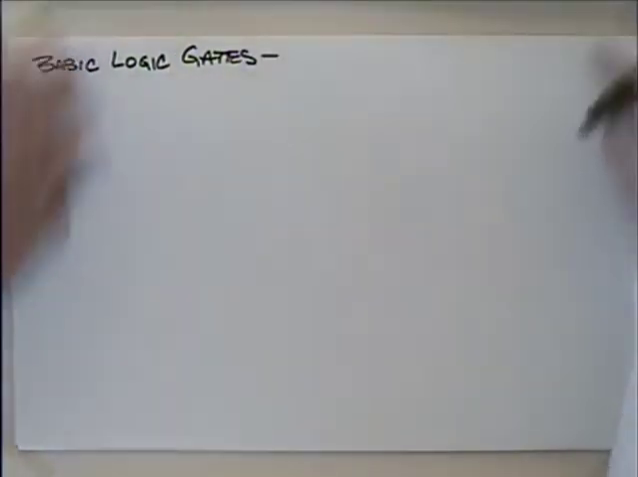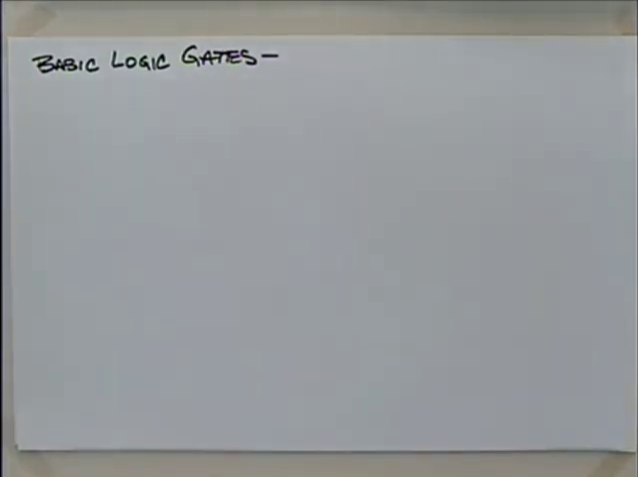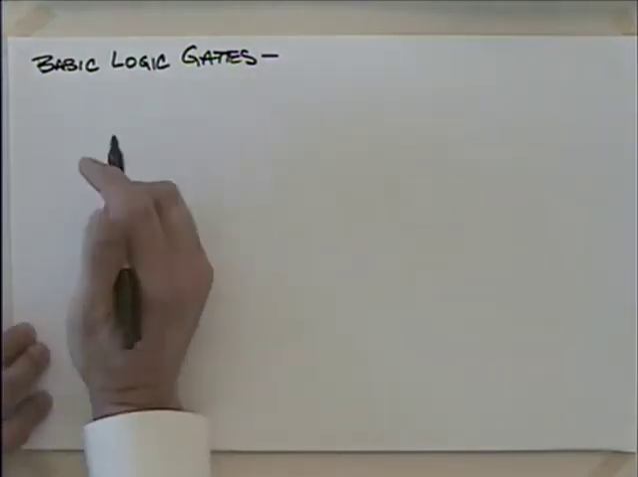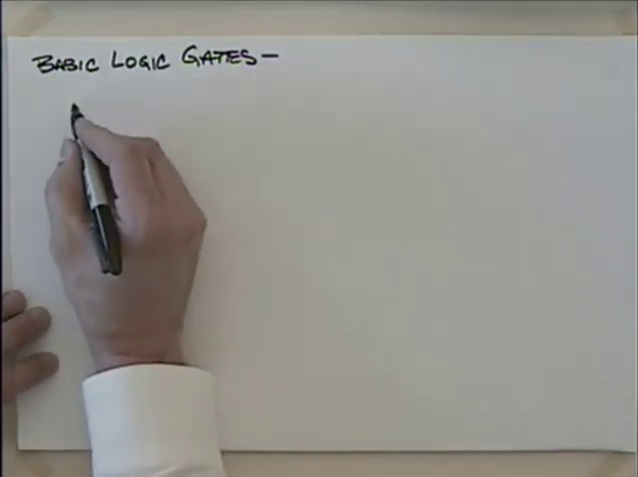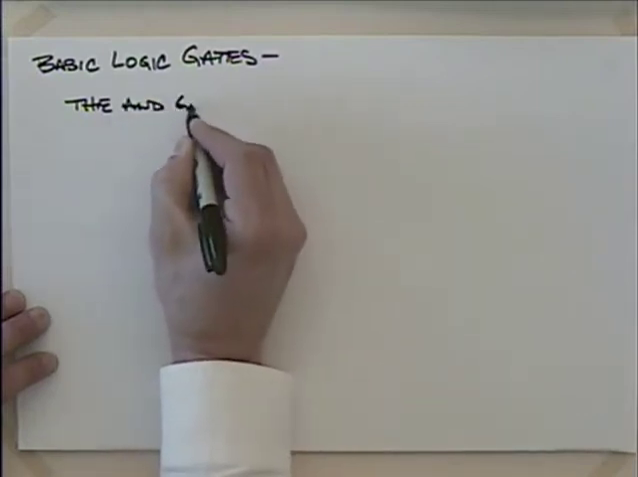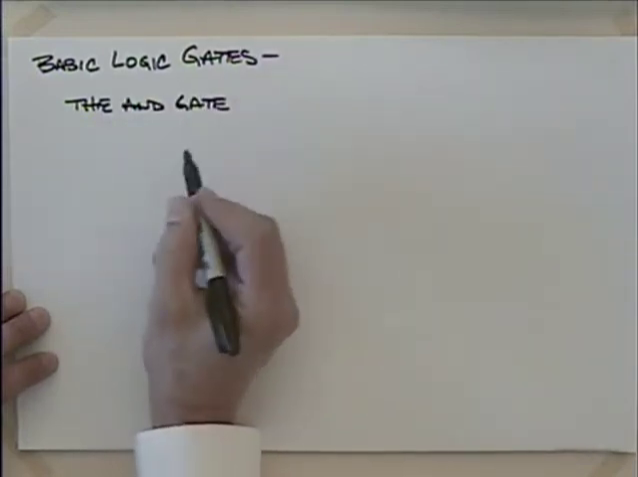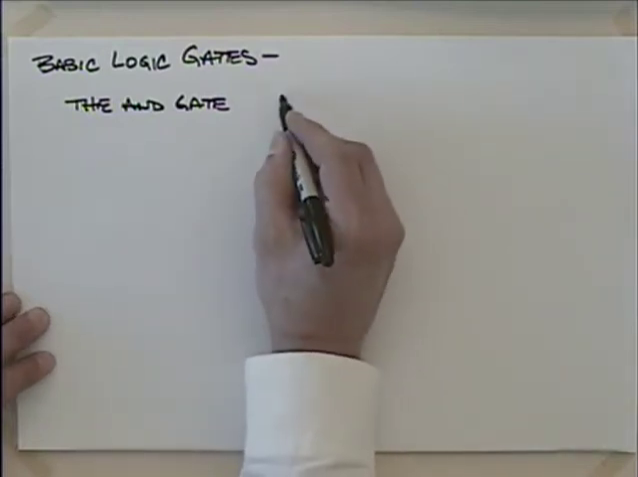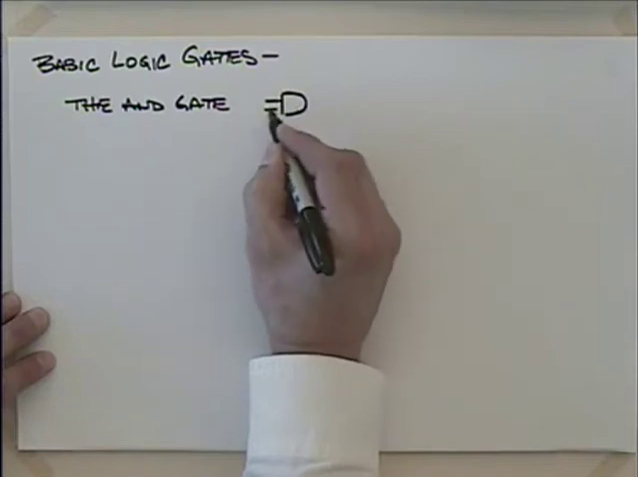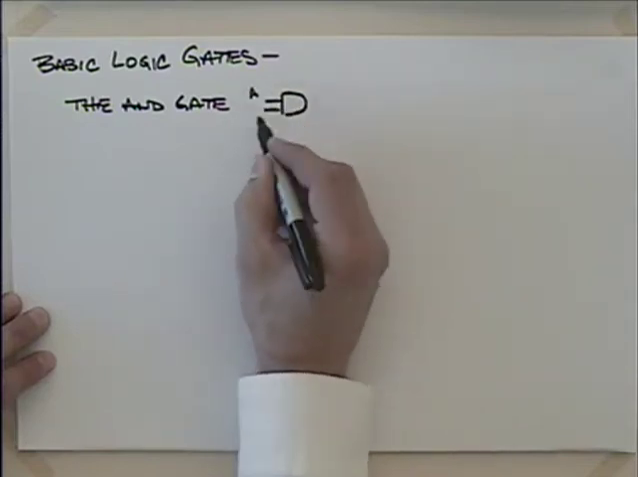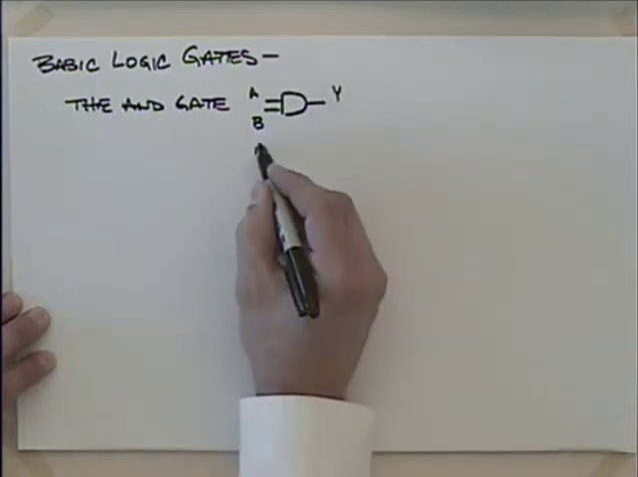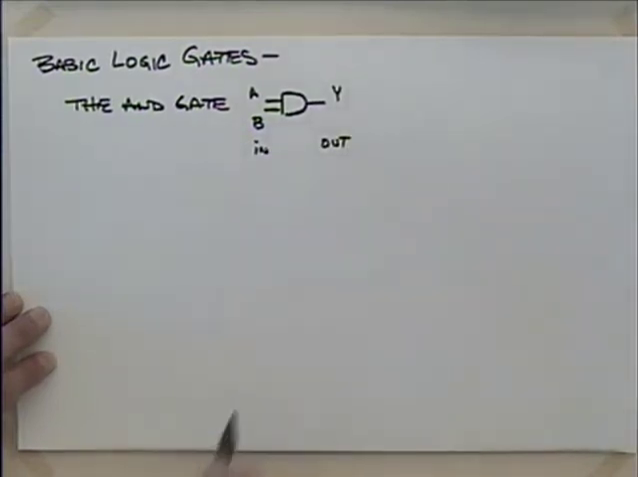So basic logic gates. So we can think about things as switches, something being open or closed. The first one we'll look at is the AND gate. If I need a symbol on the AND gate, it's going to look something like this. That would be a 2-input AND gate, might have an A input and a B input, and then it's got an output. So this is our in, and this is our out.